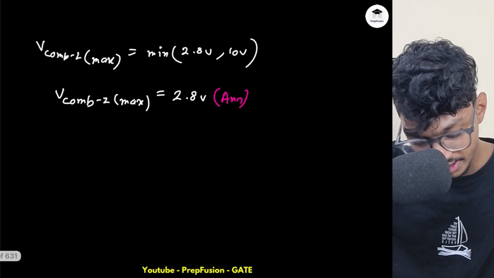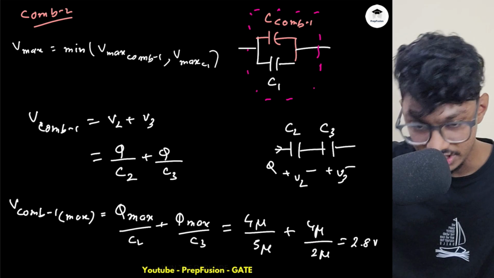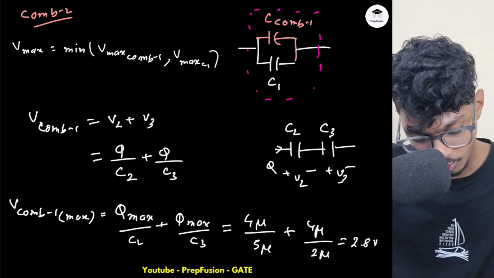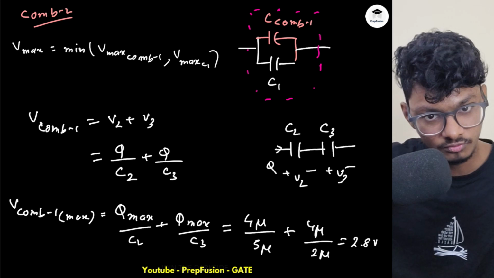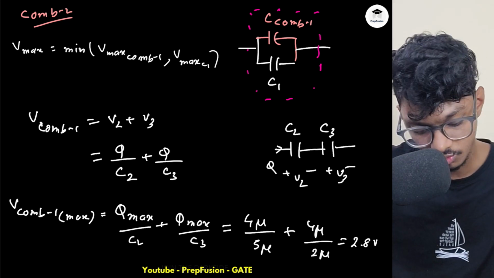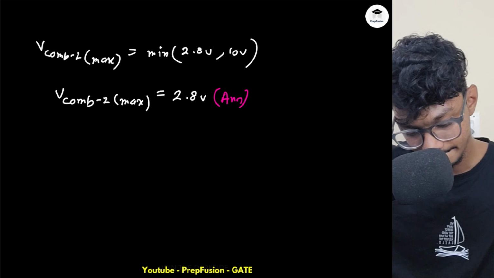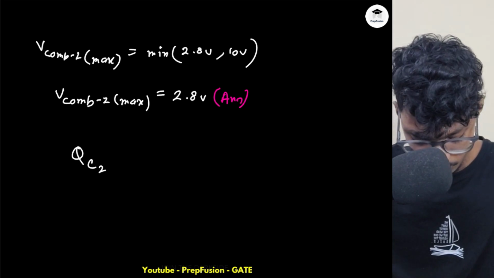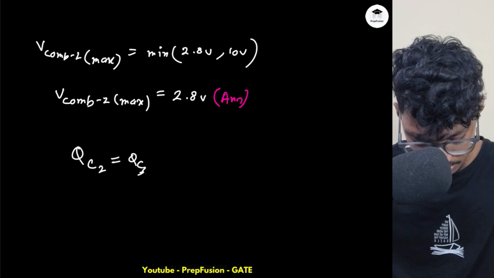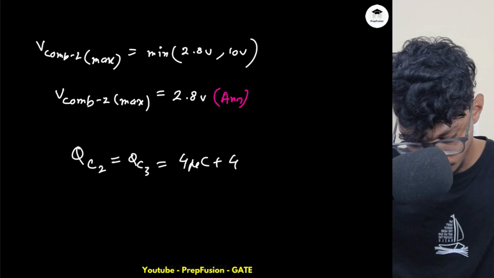So obviously from here we have already calculated the amount of charge they are storing. If I apply a maximum of 2.8 volts, each of them is storing 4 microcoulomb of charge, a total of 8 microcoulomb. So QC2 equals QC3 for the rated condition, which is only 4 microcoulomb.